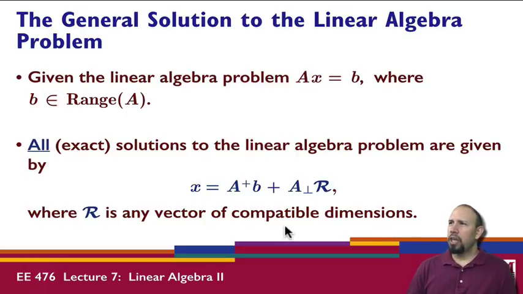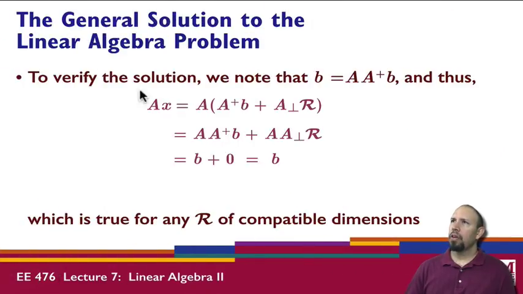Now, how do we know this is an exact solution? To verify that this is a solution, we know that since the equations are consistent, then B must be equal to A pseudo-inverse times B. That's required for the equations to be consistent. If the equations are not consistent, then no exact solution exists. So we must have that.